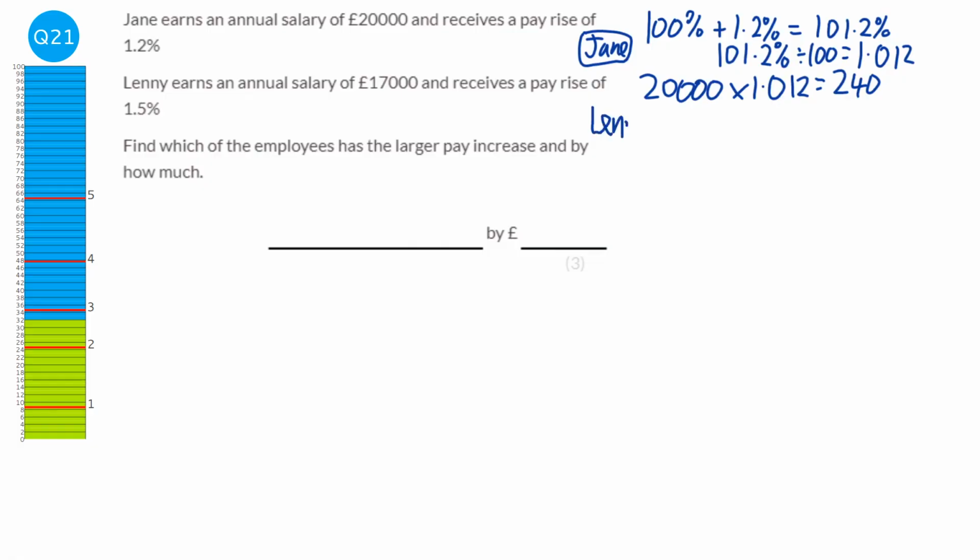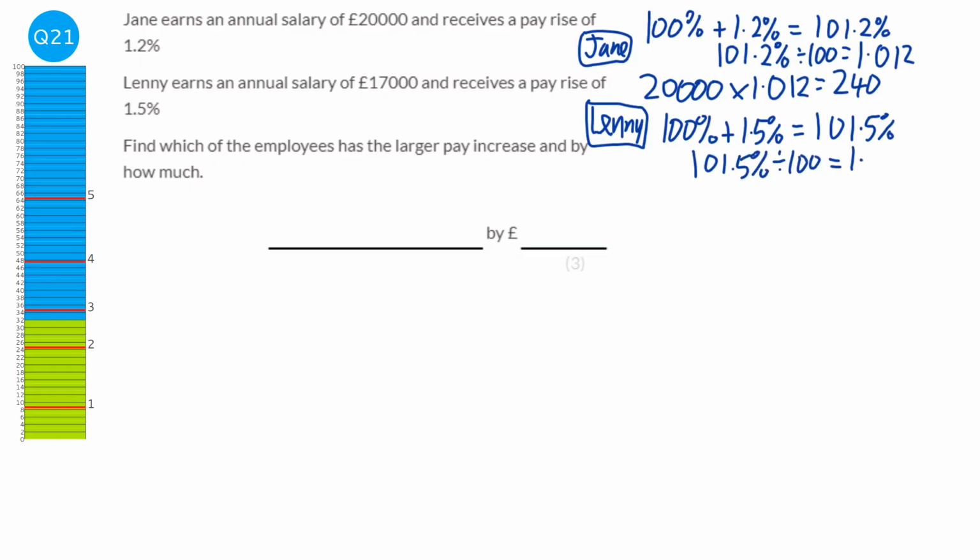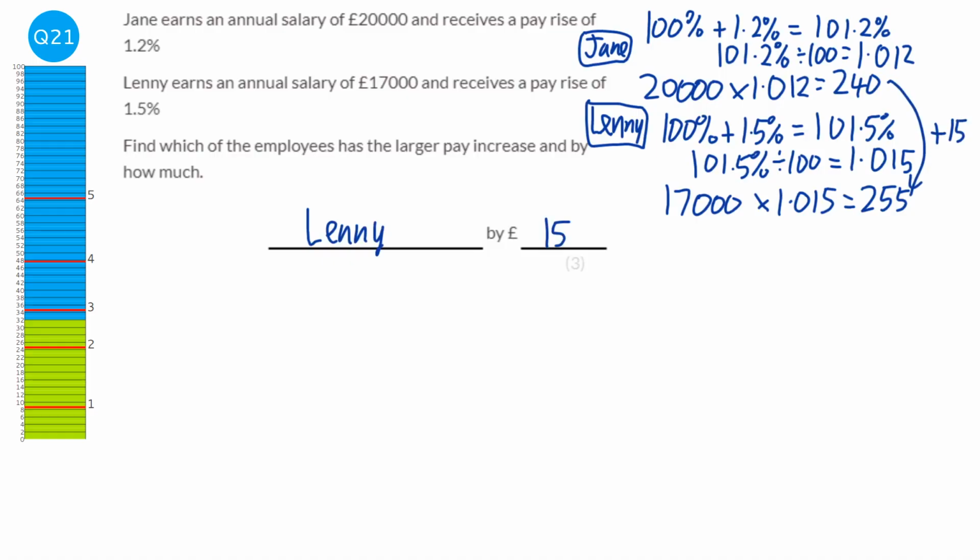And so let's do Lenny. That's 100% plus the 1.5%, which will be 101.5%. Make that a multiplier: 101.5% divided by 100 gives us 1.015. Then we take the 17,000 times it by the multiplier, and we get 255. So Lenny has 255, Jane has 240. It says which of the employees has a larger pay increase and by how much. So the answer will be Lenny, and it's by £15 because that's the difference between these.